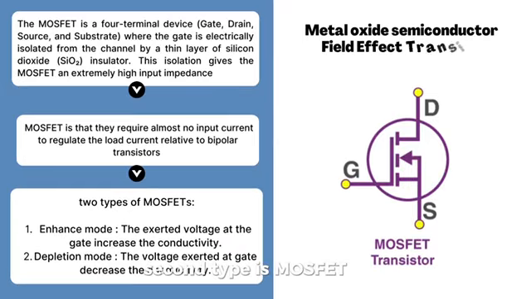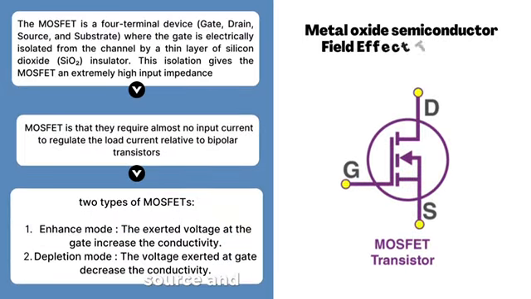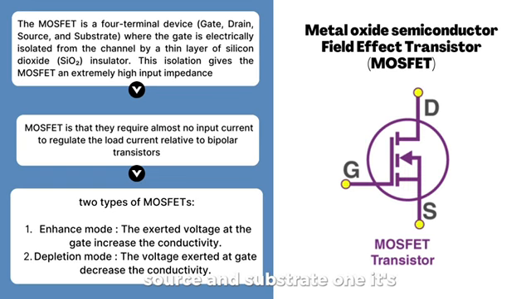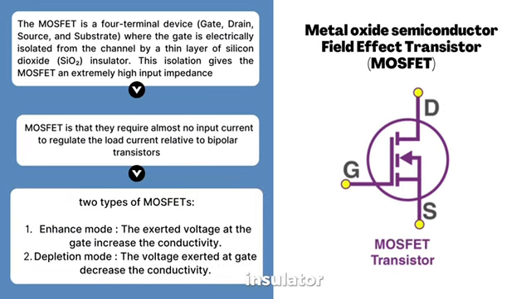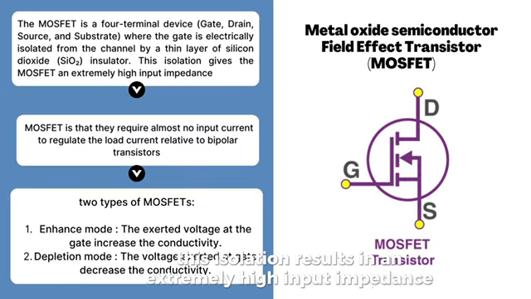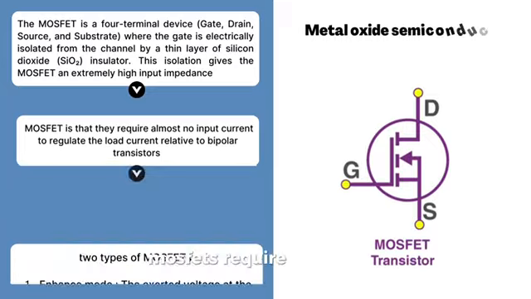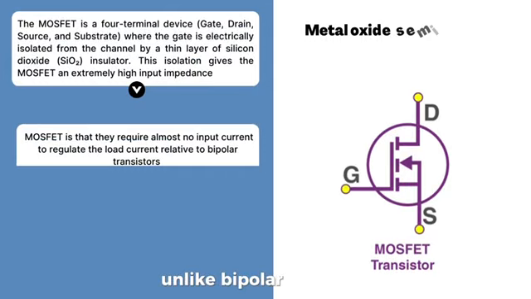The second type is the MOSFET. It is a 4-terminal component: gate, drain, source, and substrate. Its gate is separated from the channel by a thin layer of silicon dioxide insulator. This isolation results in an extremely high input impedance and means MOSFETs require almost no input current to regulate the load current, unlike bipolar transistors.